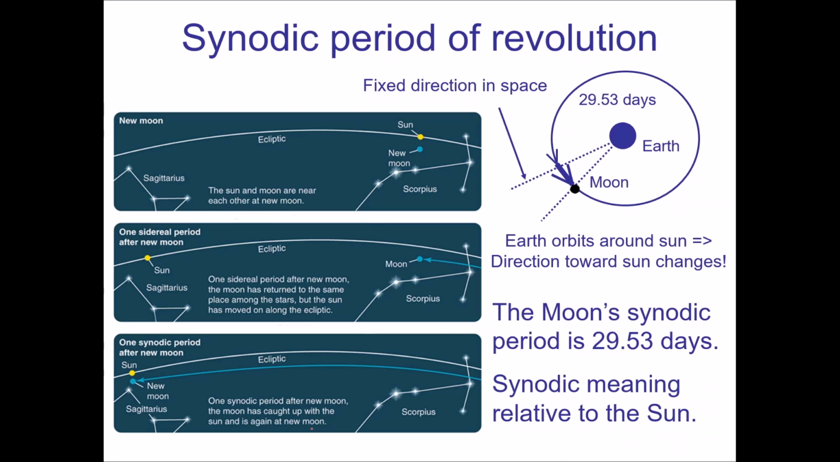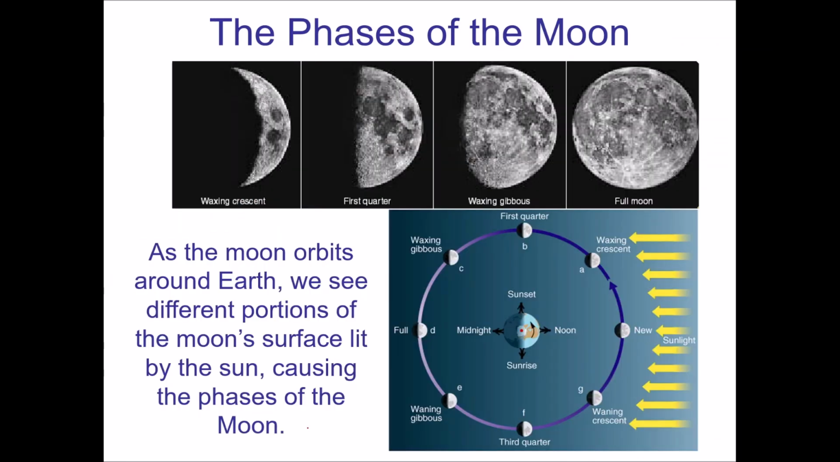The fact that it technically does a complete orbit in 27.3 days is mostly irrelevant. We don't really see that. We see the phases, right? So that's why this number is more important. Okay, so let's move on to phases of the moon.